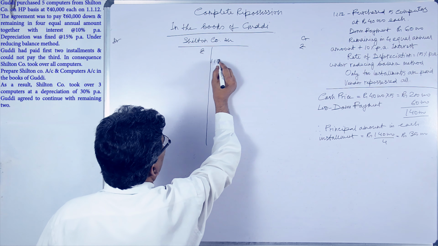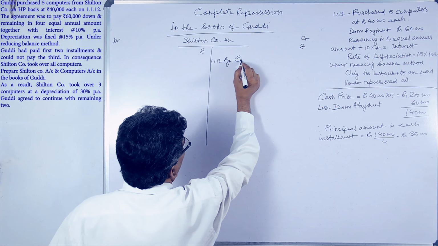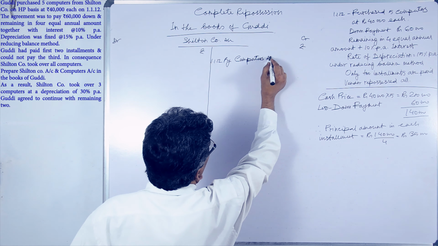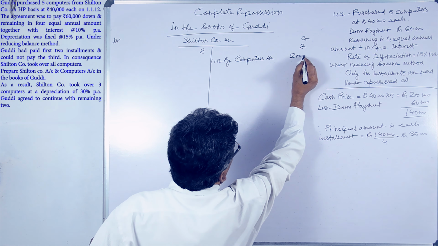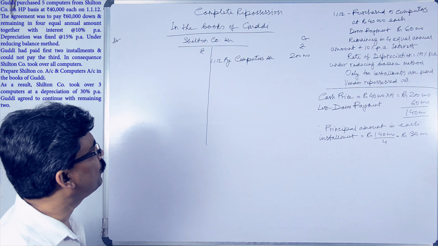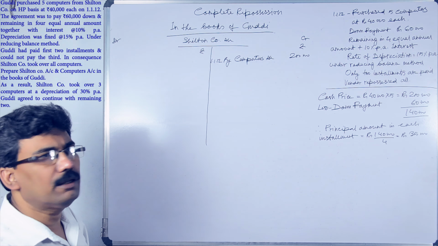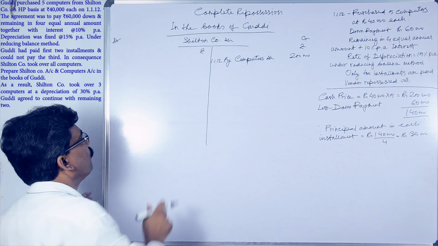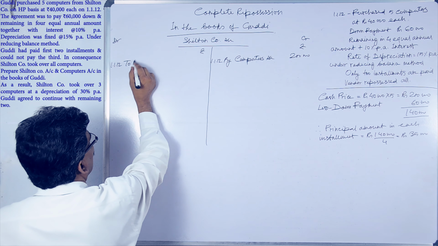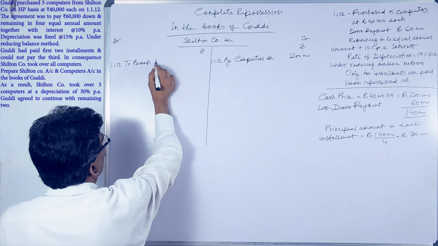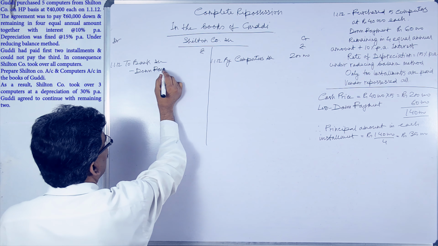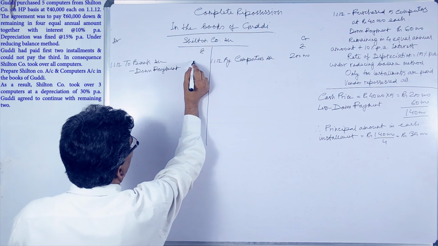On 1/1/2012, by computers, and the cash price of the computers is 2 lakh. Gooddeep purchased 5 computers of rupees 40,000 each, for a total of rupees 2 lakh from Shilton Company. On the same date, 1/1/2012, the down payment was 60,000. Then you have to write to bank account, down payment, it is 60,000.